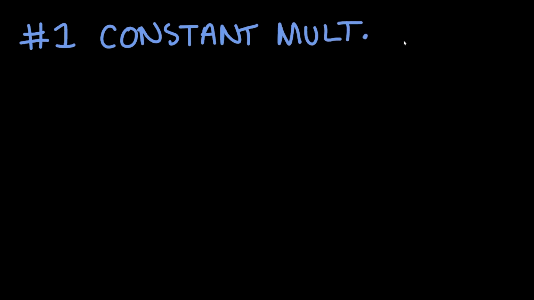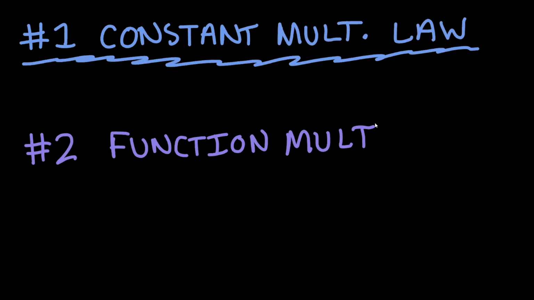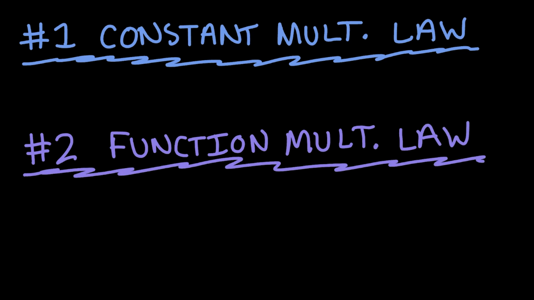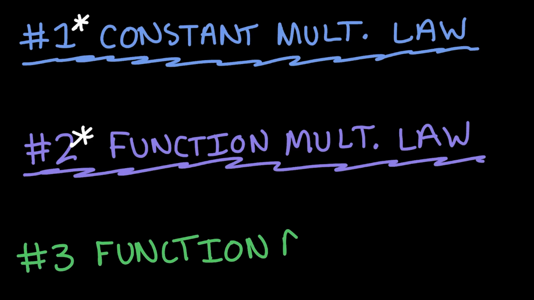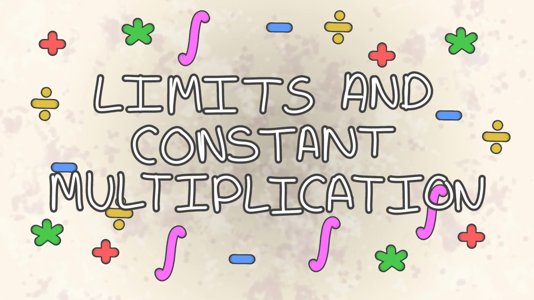Number 1, we're going to talk about the constant multiplication law. And that's pretty similar to our second law, which is the function multiplication law of limits. These ones are actually more closely related than you might think. But the last one we're going to talk about, of course, alongside multiplication, is the function division law. Although these laws do have their own purposes, the concept behind them is very simple, and it should not cause any fear whatsoever. So without further ado, let's take a look into it.